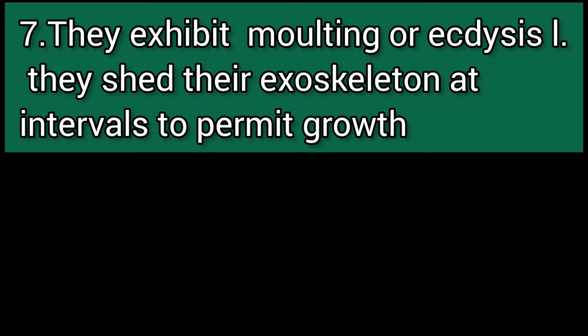Again, they exhibit moulting or ecdysis. They shed their exoskeleton at intervals to permit growth.